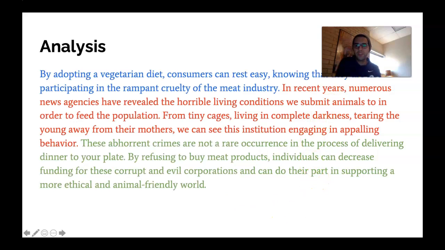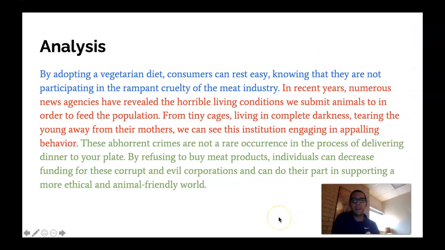Okay, so here's an example of just that essay that I've been writing. Here's a particular body paragraph. So blue is my topic sentence. I'm going to make my claim. By adopting a vegetarian diet, consumers can rest easy knowing that they are not participating in the rampant cruelty of the meat industry. I made my claim. Now let's back it up with specific evidence that matches the claim. In recent years, numerous news agencies have revealed the horrible living conditions we submit animals to in order to feed the population. From tiny cages, living in complete darkness, tearing the young away from their mothers, we can see this institution engaging in appalling behavior.